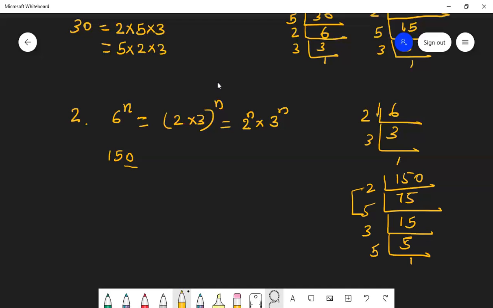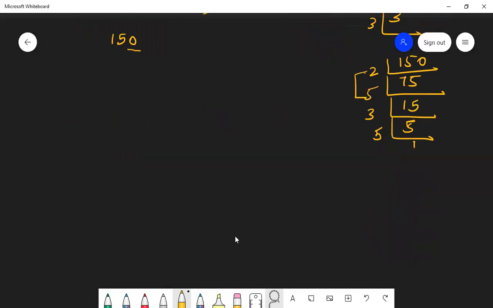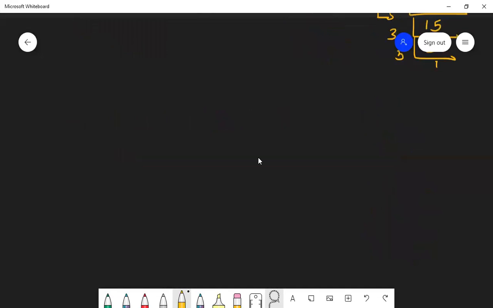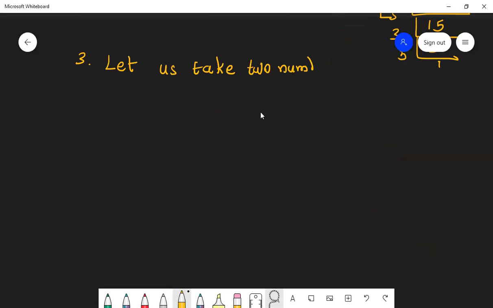Okay. The third one, you can take any two numbers and find out the HCF and LCM of those two numbers. When you multiply the HCF and the LCM of those two numbers, it will be equal to the product of the given two numbers. Let us take two numbers, 6 and 4.